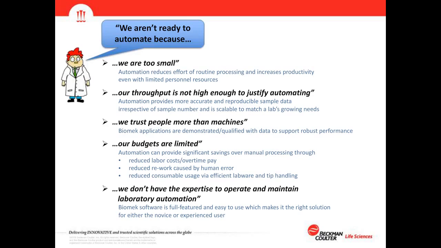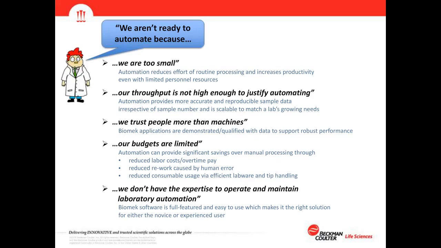We also often hear that the throughput would not be high enough to justify automation. Again, the key point to adopt automation is more about the accuracy and reproducibility of sample data, because that is what matters in science, right? If you do not have reproducible and accurate data, any scientific conclusion is flawed or possibly not correct.